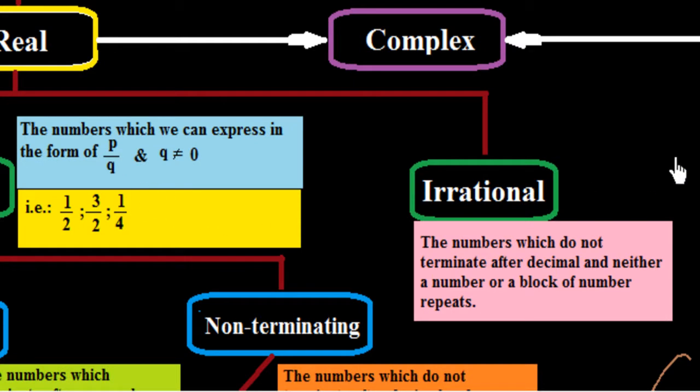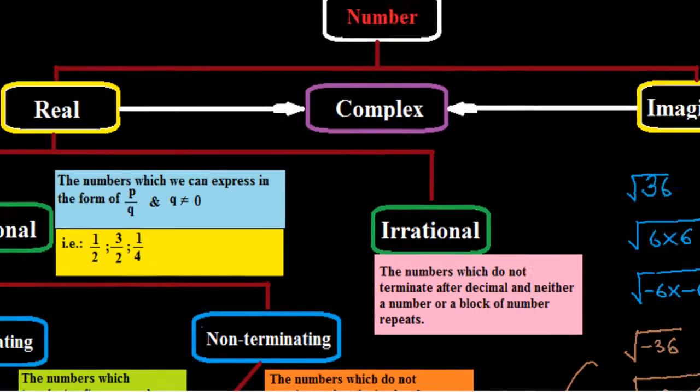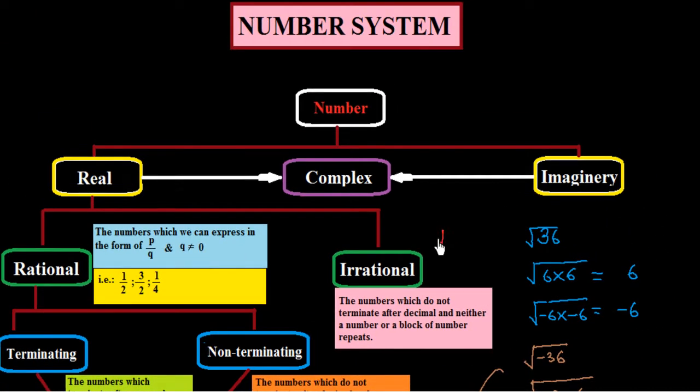So numbers of this sort, like root 2, square root 3. Square root 4 is not an irrational number, it is a rational number, because the square root of 4 is equal to 2. So this is called an irrational number.